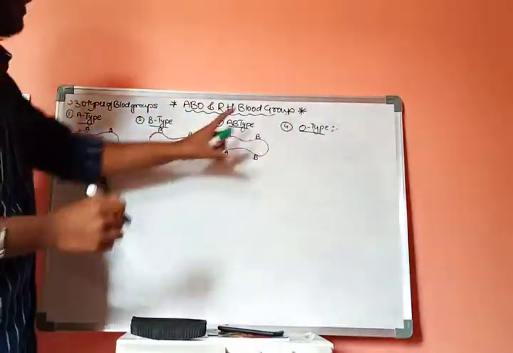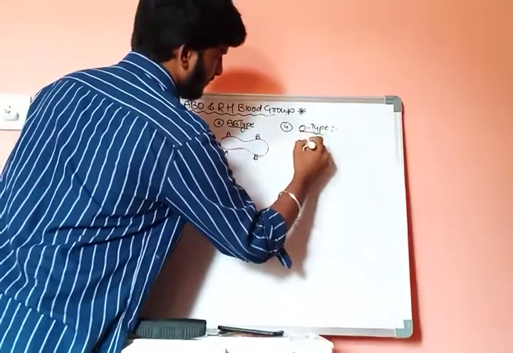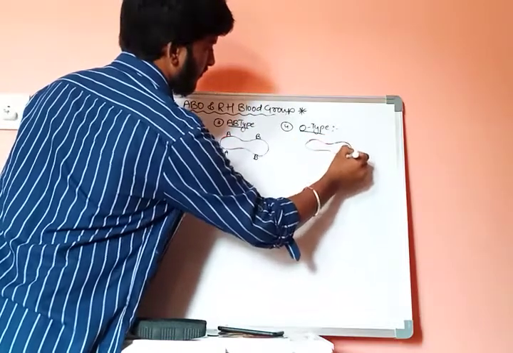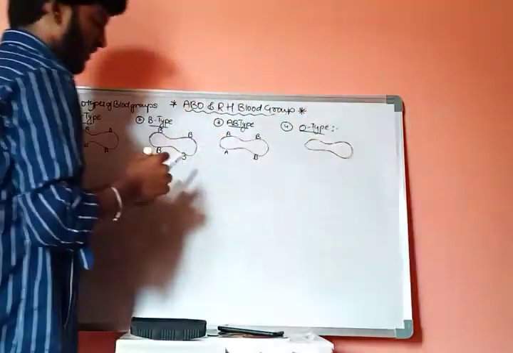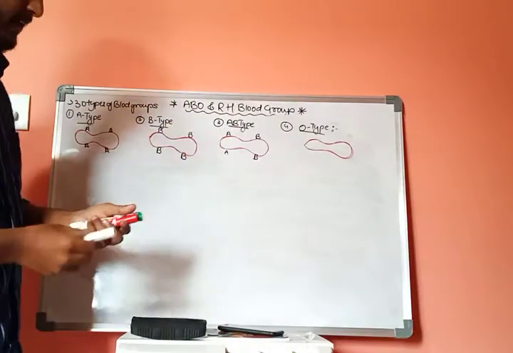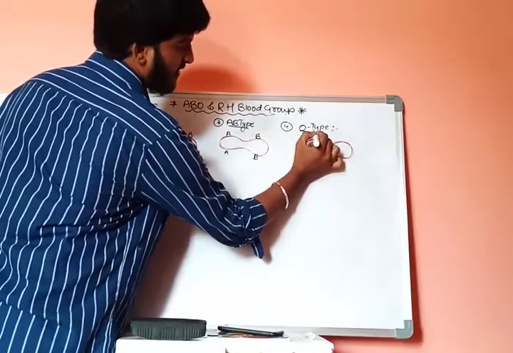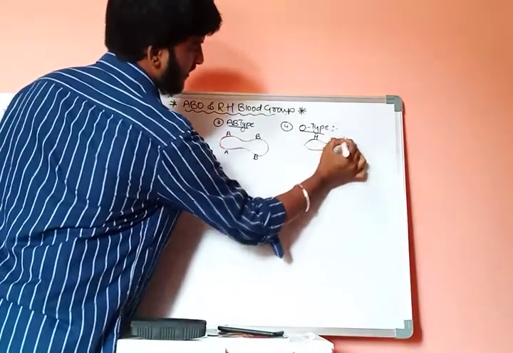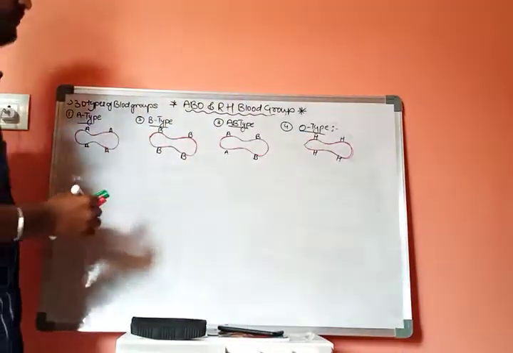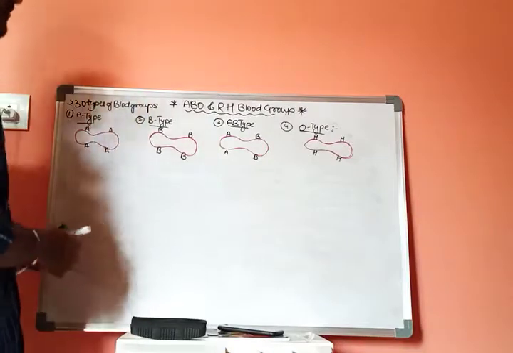When we consider this O type of blood group, the surface of the RBC does not contain either A type of antigen or B type of antigen, but it contains one more special type of antigen, that is H type of antigens. Now let us discuss how these H type of antigens are produced.